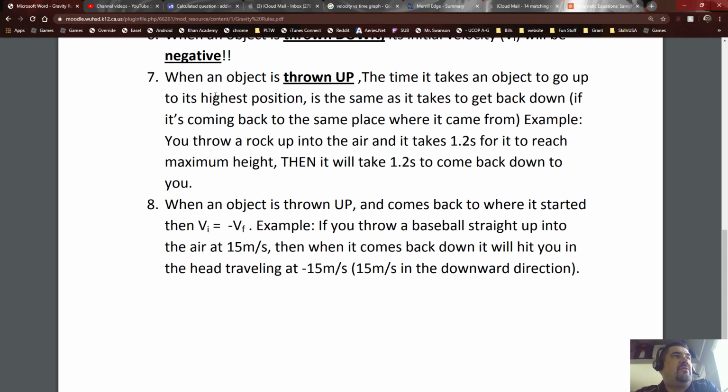Rule number 7. When an object is thrown up, the time it takes to go up to its highest position is the same as it takes to go back down, if you're coming back to the same place where it came from anyway.